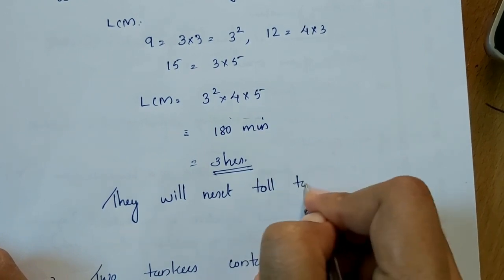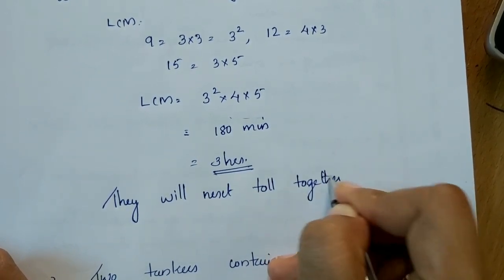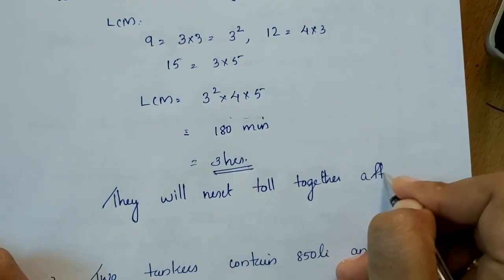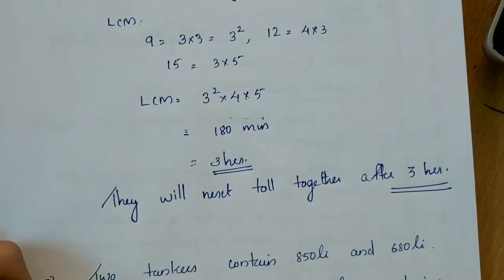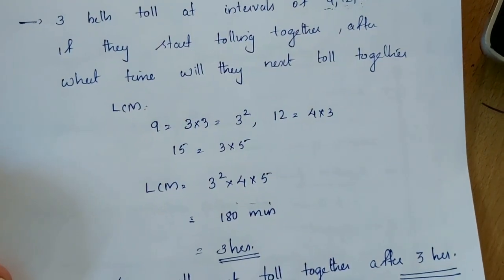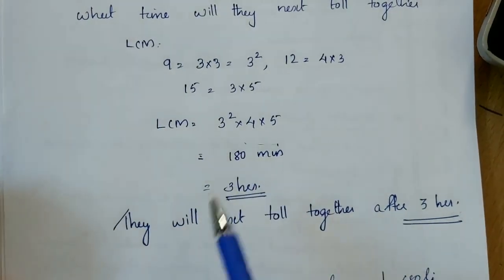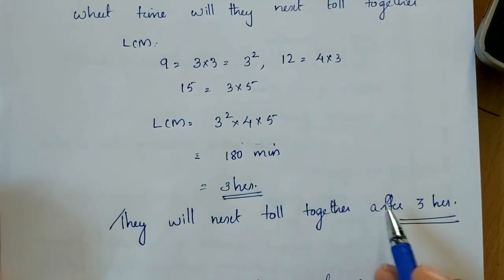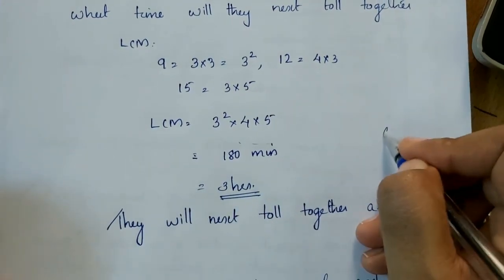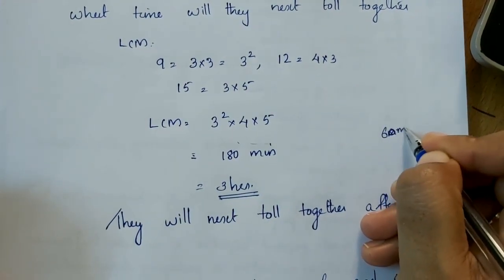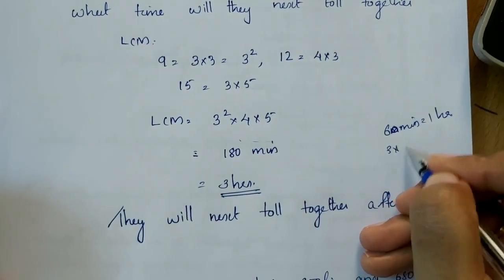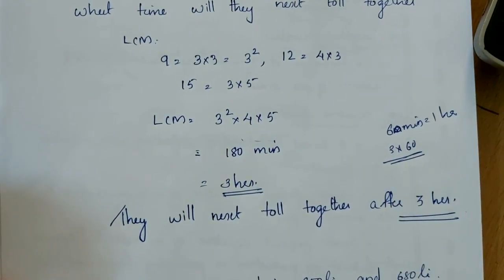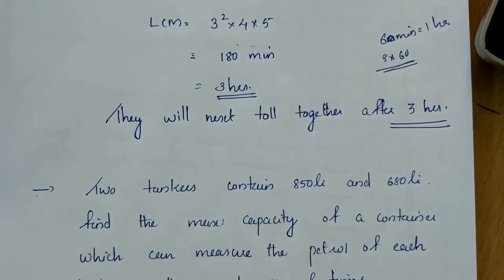They will toll together again after 3 hours. Such kind of questions, we have to find out the LCM. We find out the LCM and convert it into hours. 60 minutes is equal to 1 hour. So 180 minutes is equal to 3 into 60.